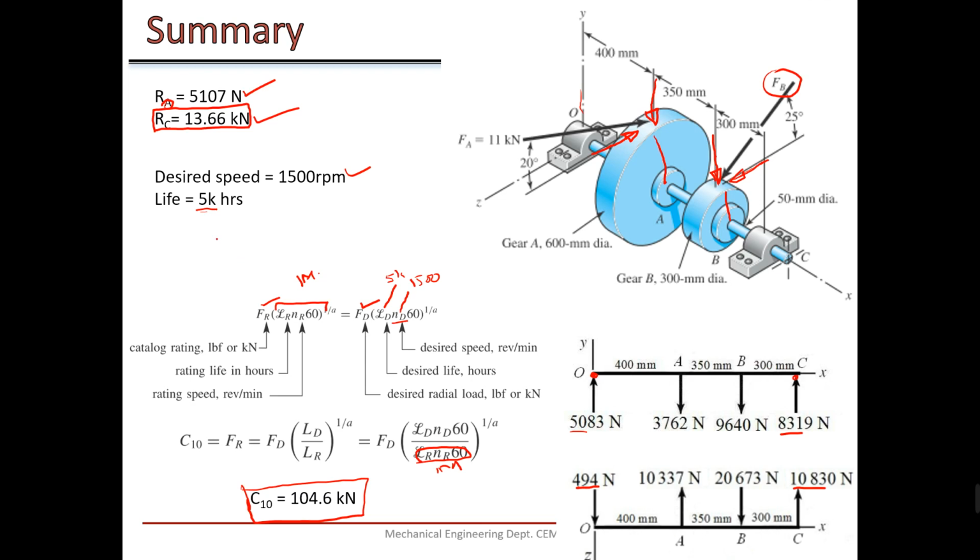What is the constraint of using this equation? This equation is reliable for a reliability of 0.9. A reliability of 0.9 means there is a 10% possibility that the bearing can fail, or 10 out of 100 bearings can fail for this specific load before 5000 hours. So that is this equation. Up till now we have studied the equation for a reliability of 90%.